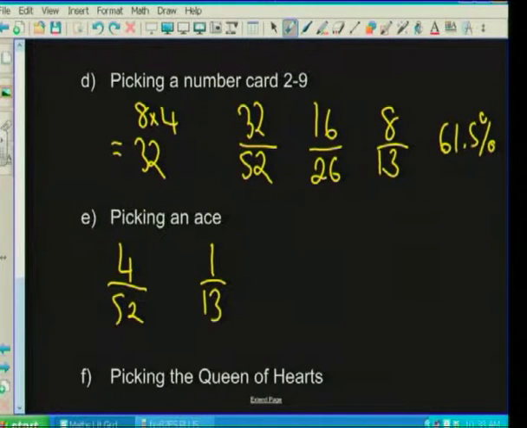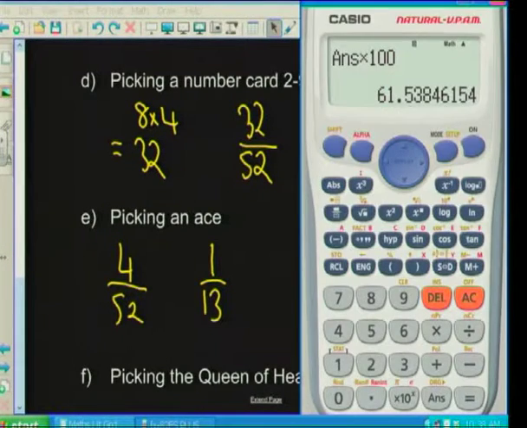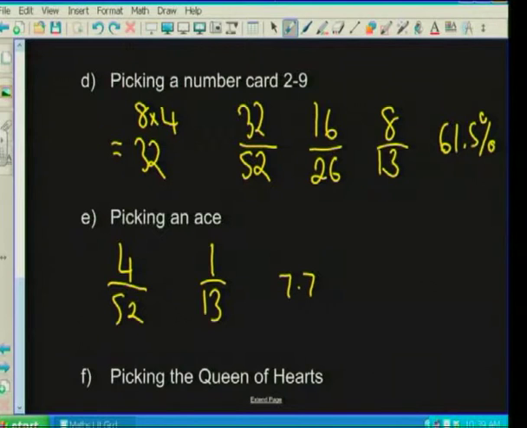And again, I can turn that into my percentage. So 1 divided by 13, let's just clear that, 13, and we'll multiply it by 100 and express it as a number, 7.7%.